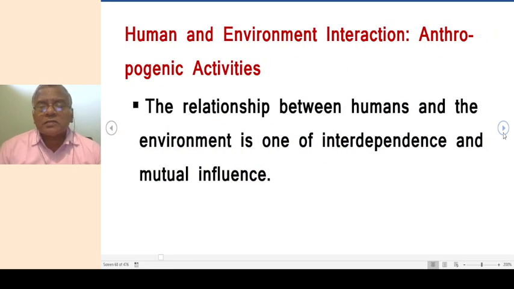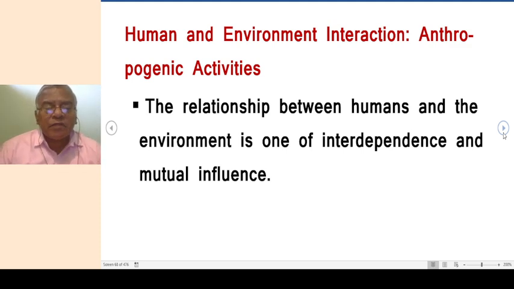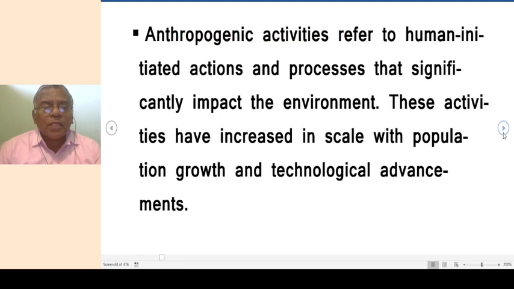Now let us discuss another area called human and environment interaction, anthropogenic activities. The relationship between humans and the environment is one of interdependence and mutual influence. Anthropogenic activities refer to human-initiated actions and processes that significantly impact the environment. These activities have increased in scale with population growth and technological advancements.